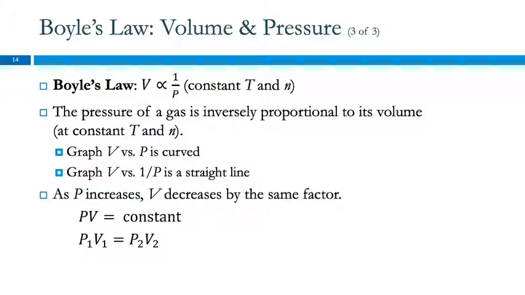So we say that Boyle's Law says that the volume is proportional to 1 over the pressure. It's inversely proportional. The volume is proportional to the inverse, the upside down, the 1 over of the pressure. So when we graph volume versus pressure, we get a curve. But if we graph volume versus 1 over the pressure, we get a straight line. So I'll come back to this slide.